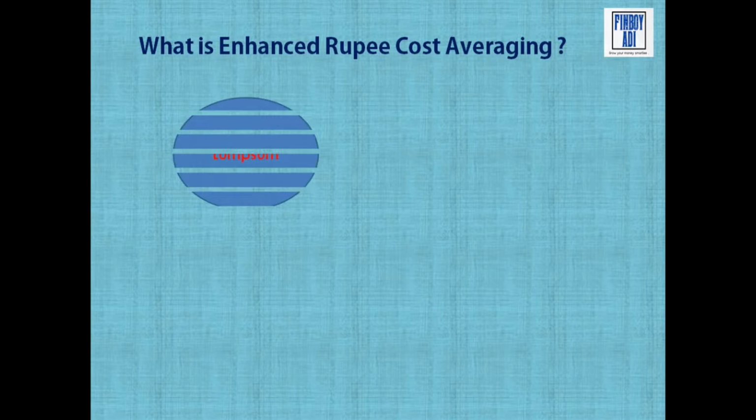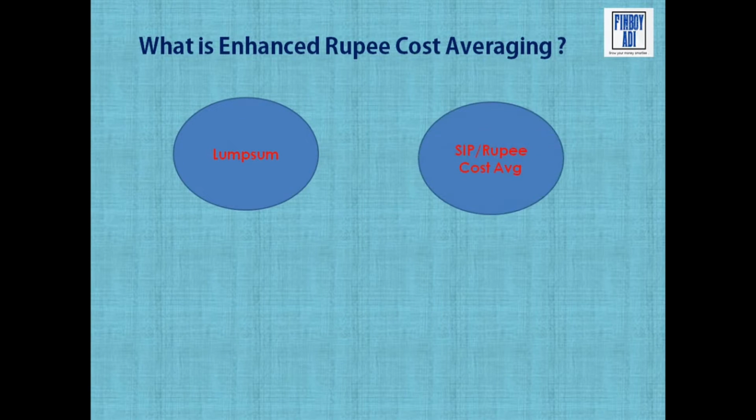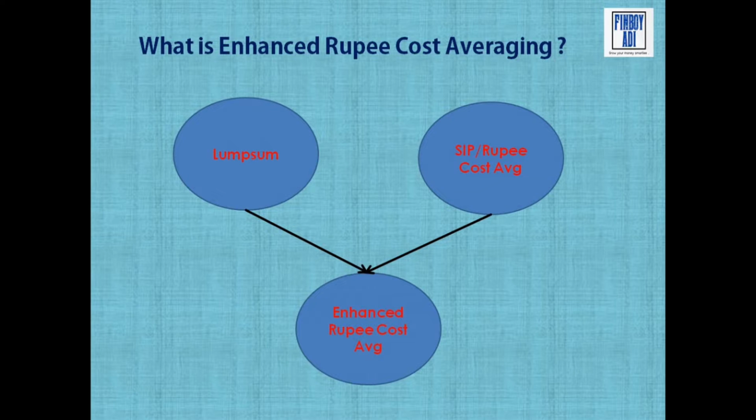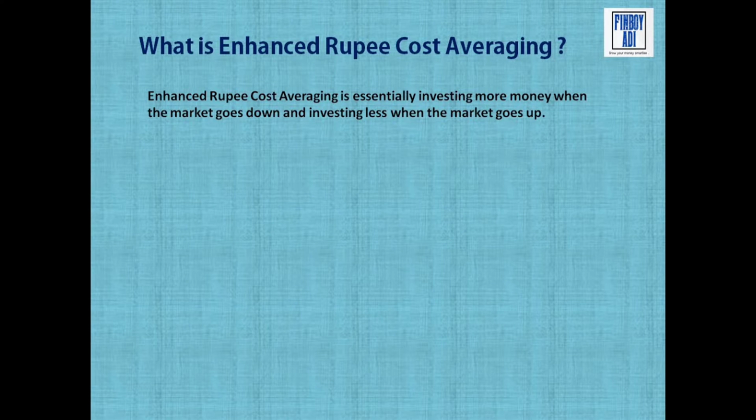So basically, your lump sum is here, and your SIP or rupee cost averaging is here. We'll take a few points and types of investing from both of these, combine them and make an enhanced rupee cost averaging method of investing. So we'll get the pros from both lump sum and SIP, and get a bit higher return compared to both methodologies. That is how and why you need enhanced rupee cost averaging. This is what happens in enhanced rupee cost averaging.